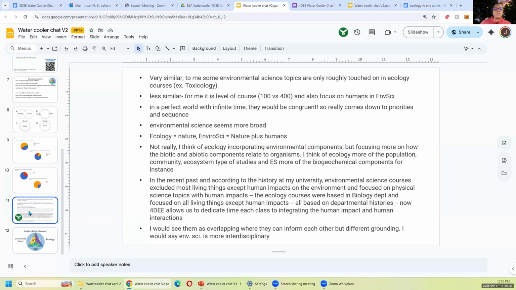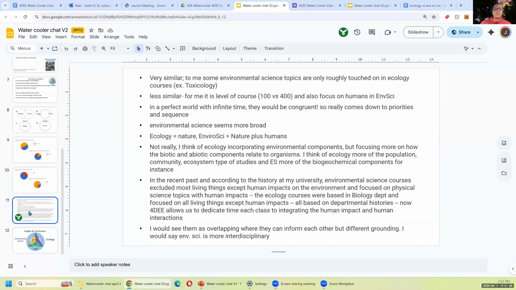What was interesting is someone suggested that the level of course varies, 100 versus 400. And I'm assuming environmental science 100 and ecology 400. And so I like this one: ecology equals nature, environmental science equals nature plus humans. And I think that's how most of us think about it. And then this last one, I would see them as overlapping where they can inform each other, but with different grounding, and seeing environmental science as interdisciplinary.